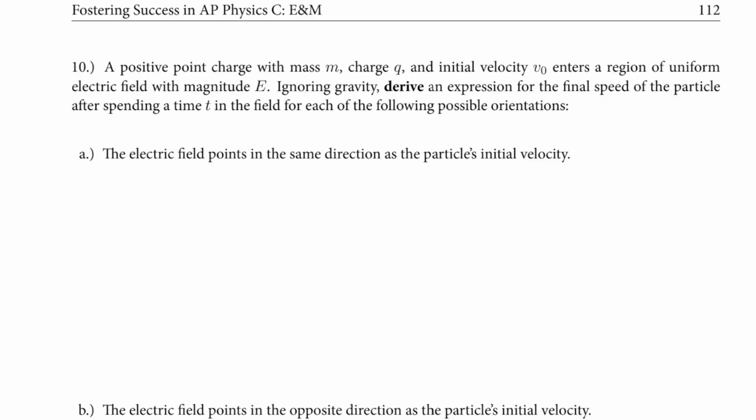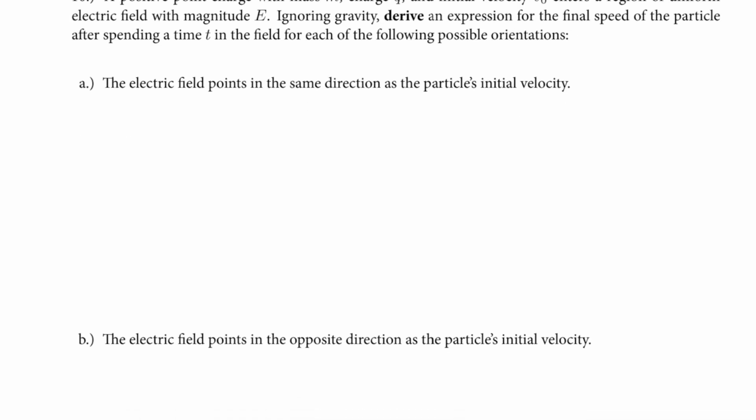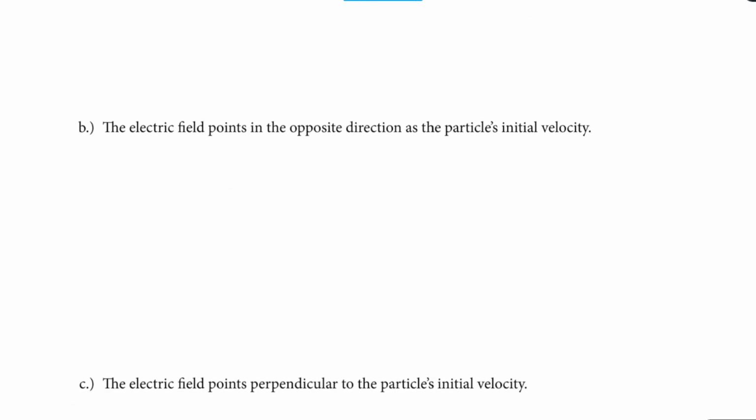All right, now we can connect this to force and kinematics. A positive point charge with mass m, charge q, and velocity v0 enters a region of uniform electric field. We want to find the final speed of the particle with different E-field orientations. First, we're going to do the base case, where I have a positive charge that moves at velocity v0. And for laziness reasons, I'm just going to copy-paste this a few times.